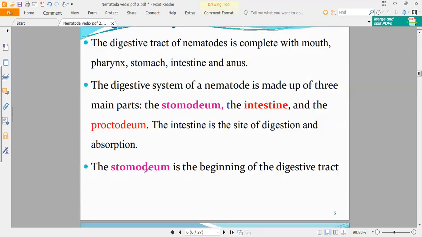The stomodium is the beginning of the digestive tract. In the digestive system of the nematode, or the roundworm, the first part of the digestive tract is known as the stomodium. It is considered the first part of the digestive system of nematodes.